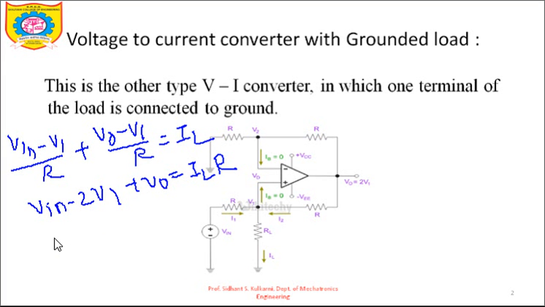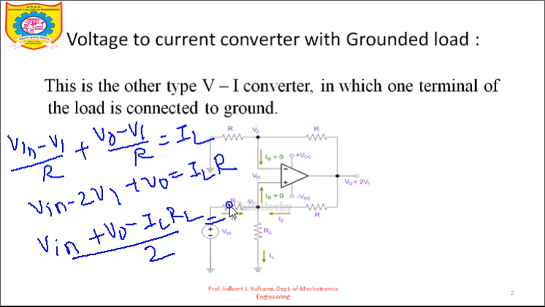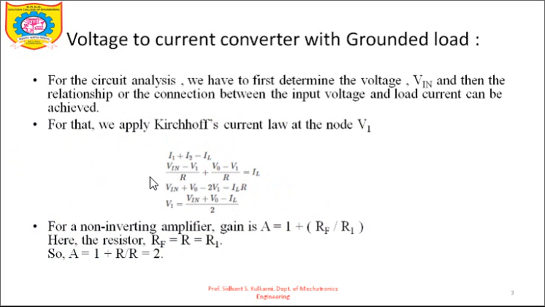And now we can write the expression for V1 by adjusting these terms. We can take this 2V1 to the right-hand side, and then taking the 2 to the denominator, we find V1 = (Vin + V0 - IL·RL)/2. This is the same expression we have written in the next slide. So V1 equals (Vin + V0 - IL·RL) upon 2.